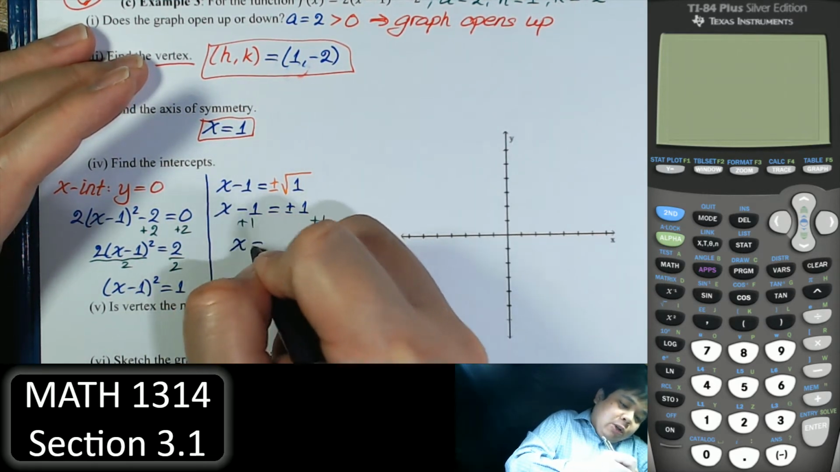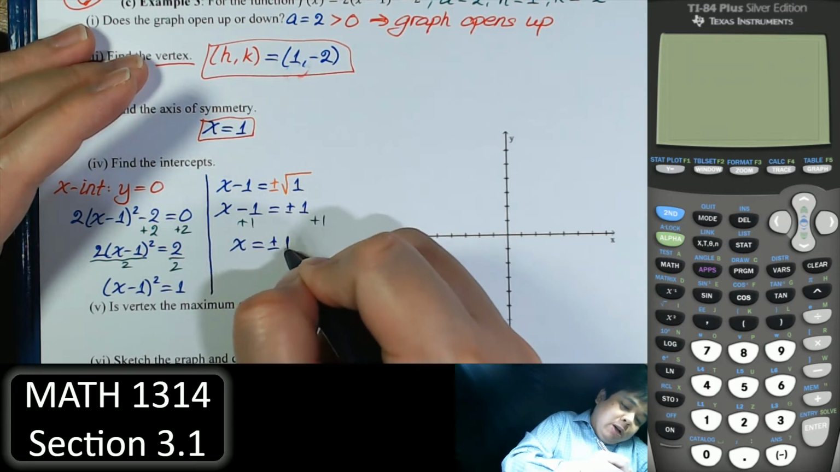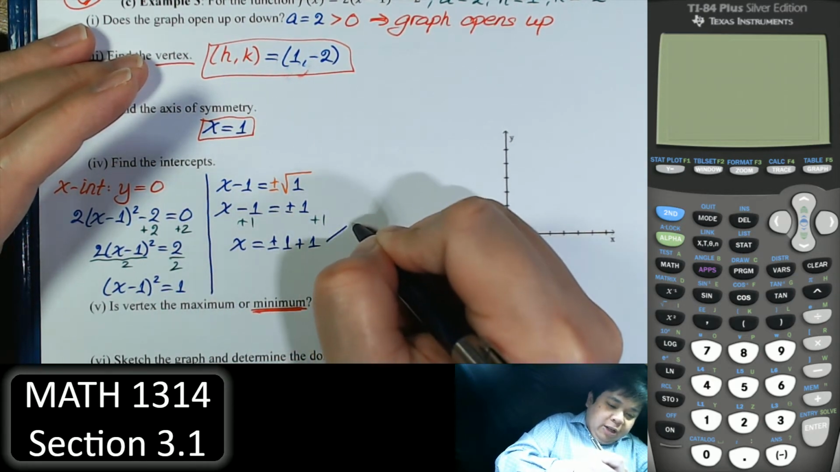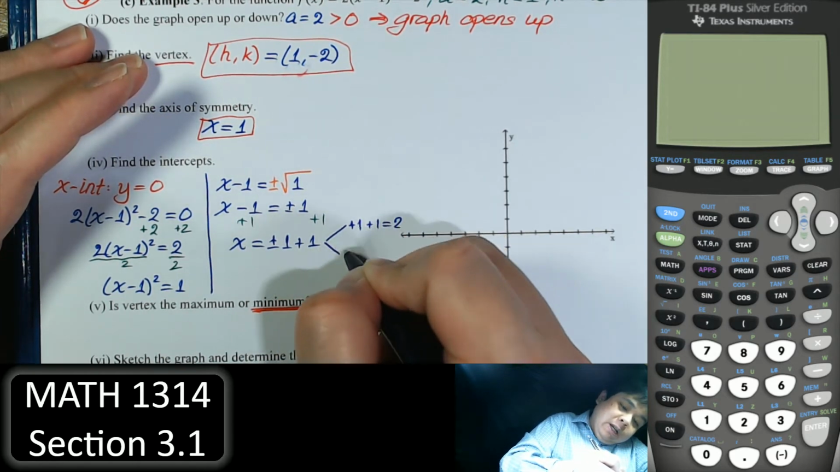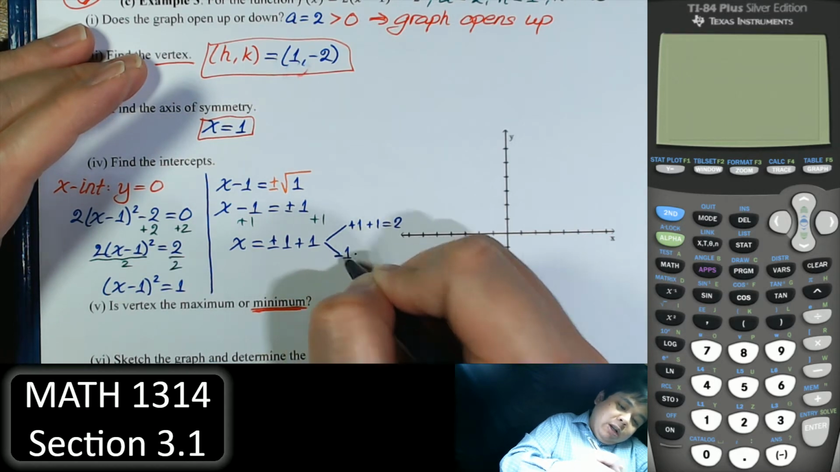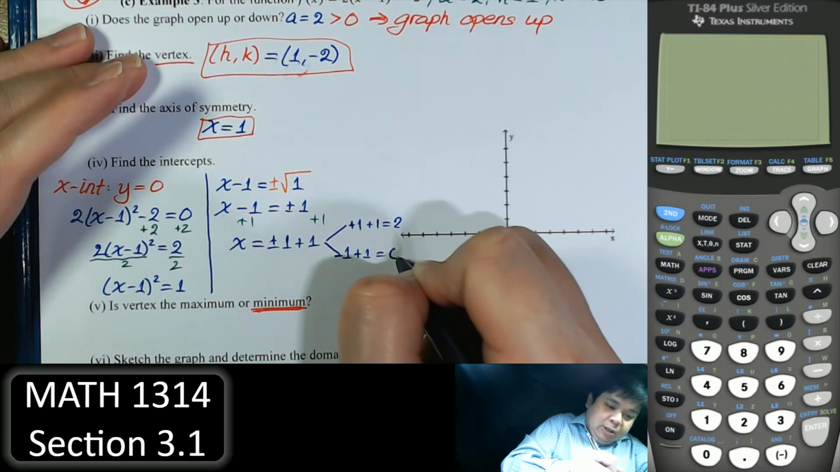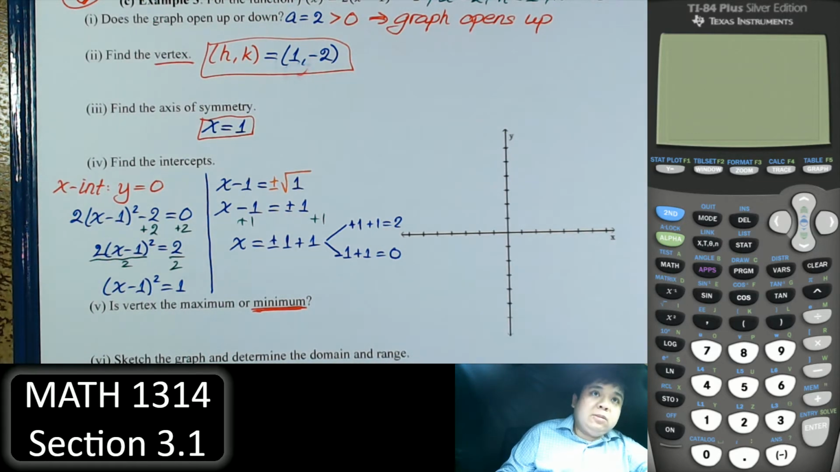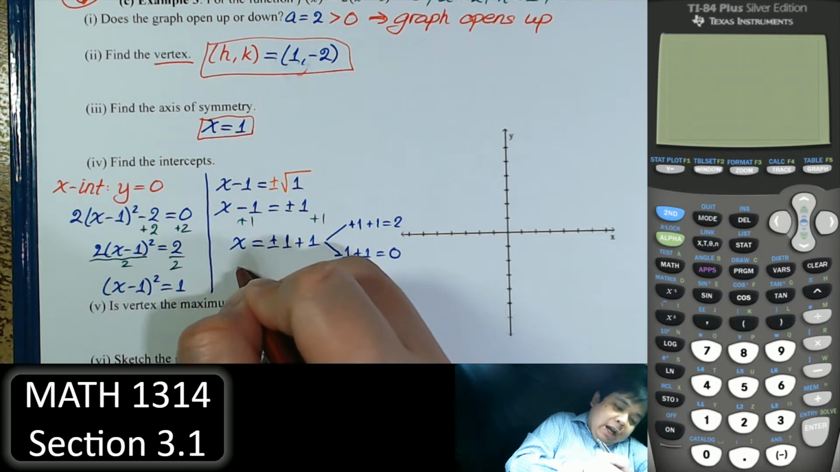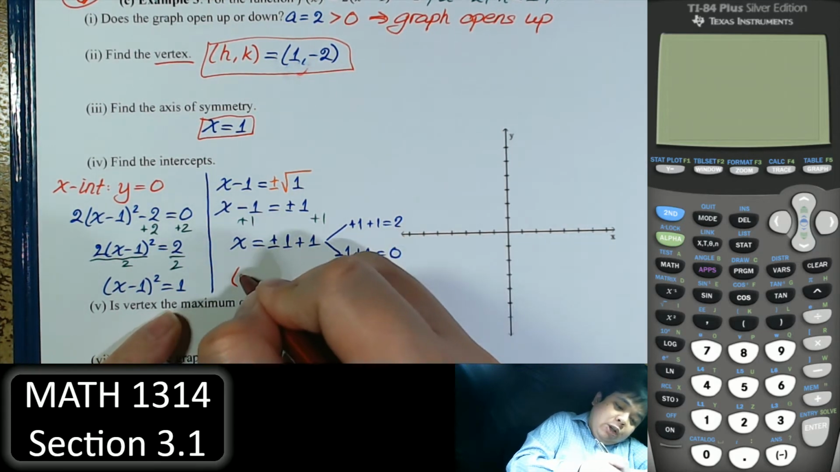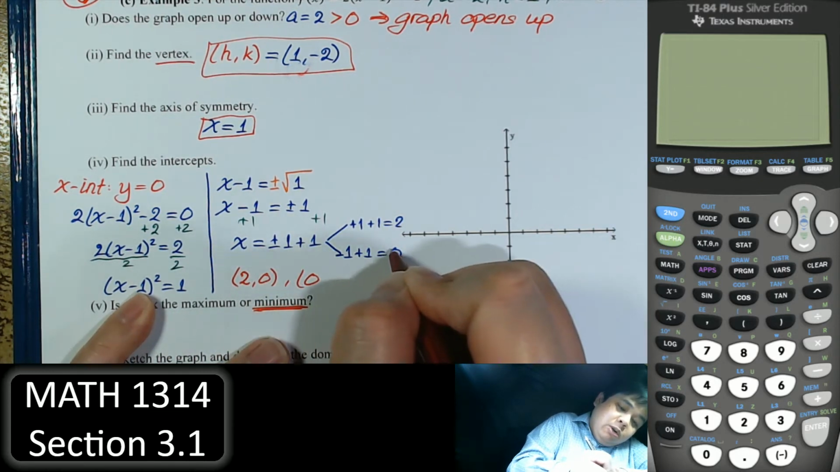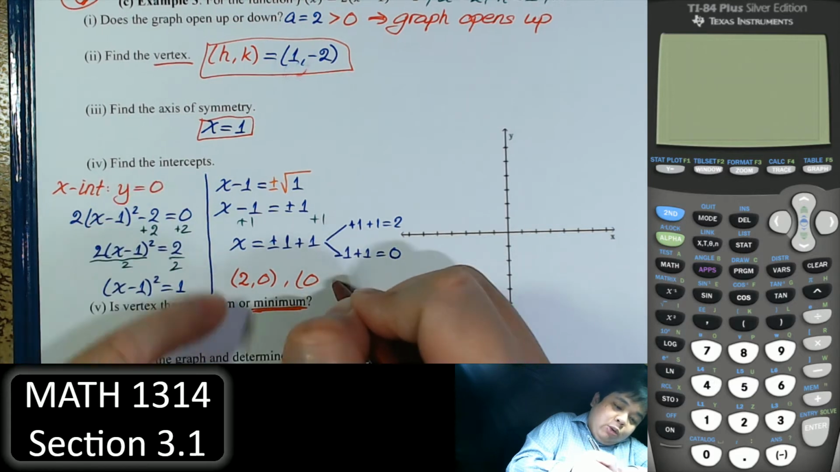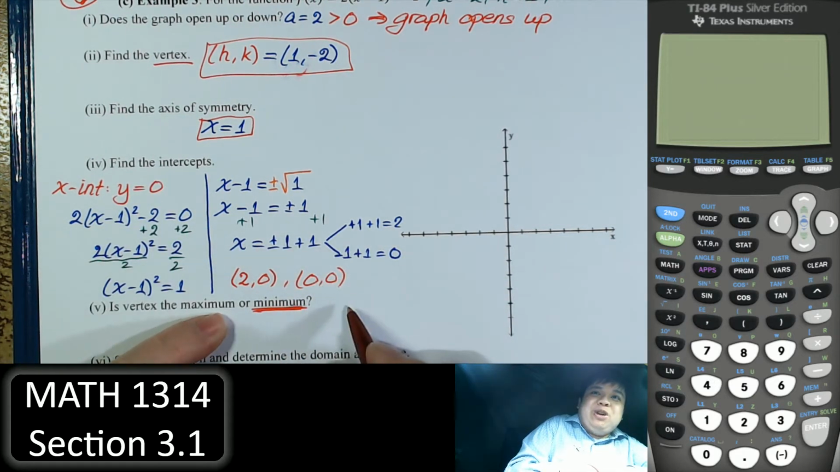So x equals plus or minus 1 plus 1, so we have 1 + 1 is 2, and -1 + 1 is 0. So we have the x-intercept, x equal to 2, y equal to 0, and x equal to 0, y equal to 0. And because we have (0, 0), that is also the y-intercept.